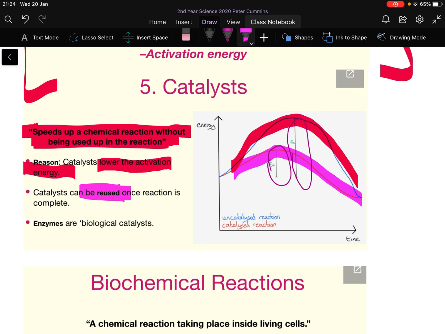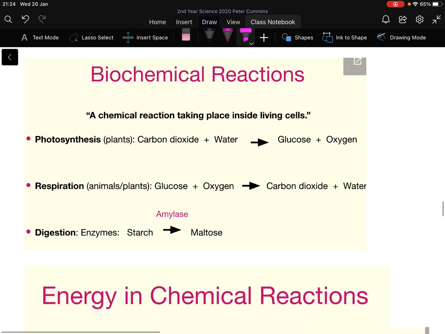You might remember from first year, amylase in saliva that turns starch to maltose. And we called them enzymes at the time. Catalysts are enzymes. They're just chemically produced ones. So enzymes are biological catalysts.